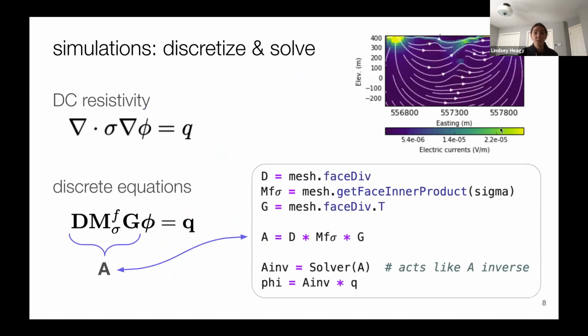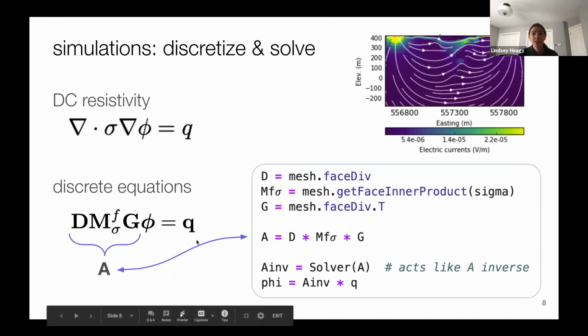So now we want to solve some equations. So here we've got our continuous DC resistivity equations. We can go ahead and discretize those. So we use a finite volume approach. And so each of these then is a matrix that we're just going to multiply together. So this gives us our system matrix.